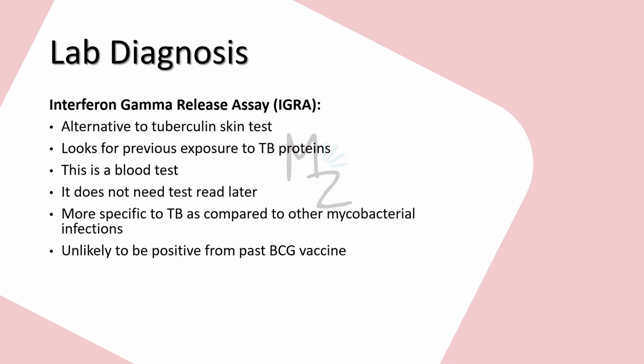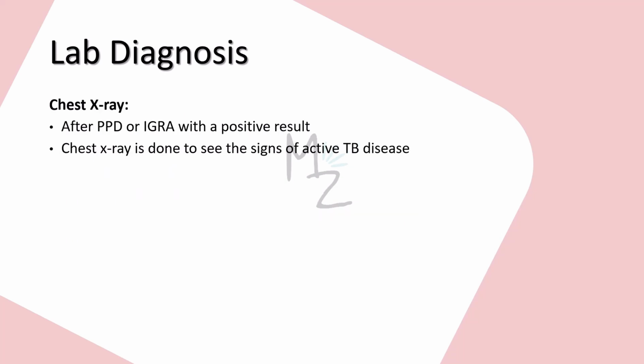An important thing to mention here is that IGRA and PPD tests are positive in both latent disease and in active tuberculosis. So any person with positive test must be evaluated for the presence of active disease by obtaining a chest X-ray and a sputum sample.